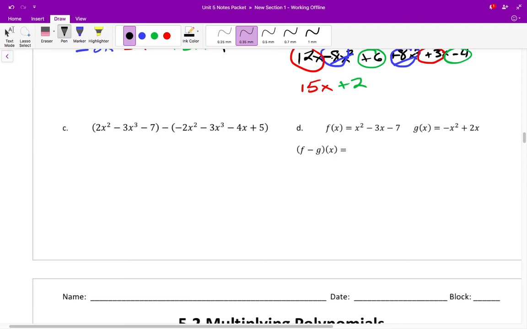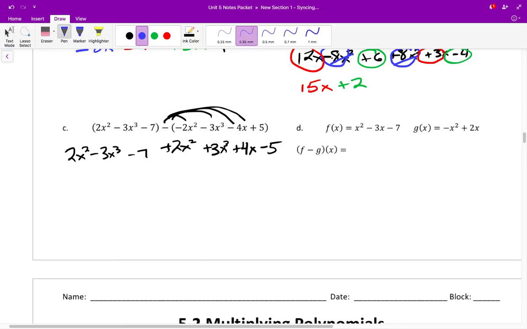Okay, here's what I'm hoping you did. So, a negative 2x squared becomes plus 2x squared. Negative 3x cubed becomes plus 3x cubed. A negative 4x becomes a plus 4x. And a negative positive 5 would just become a minus 5. And everything else in this case you would have just copied down from the first set of parentheses, so you would have just copied down your 2x squared minus 3x cubed minus 7.